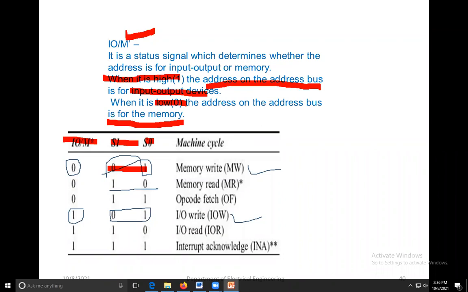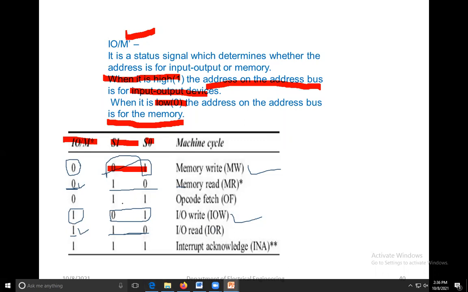10 is the memory read function. When input/output is 0, it acts as a memory read. But if it is 1, it reads from the input/output device. Means when it is 0 and it is 10, you have to read the data from the memory. And if it is 1 and it is 10, you have to read the data from the input/output.